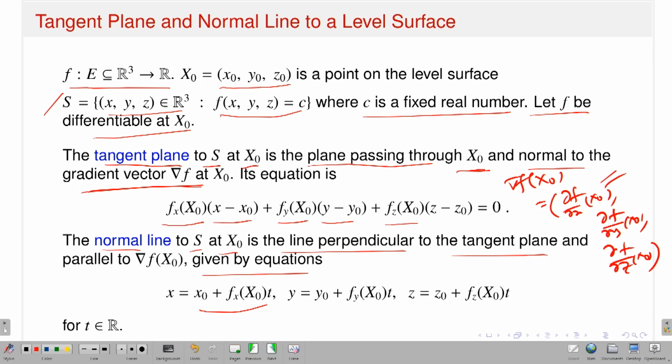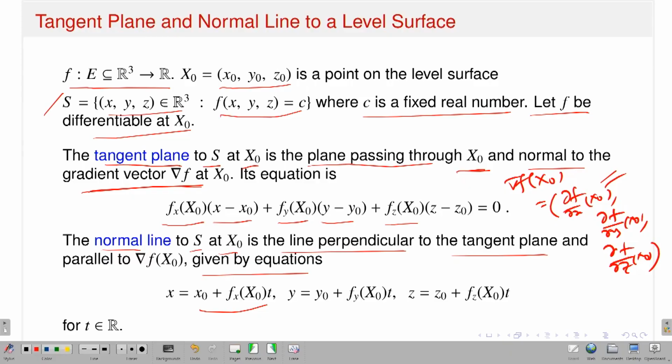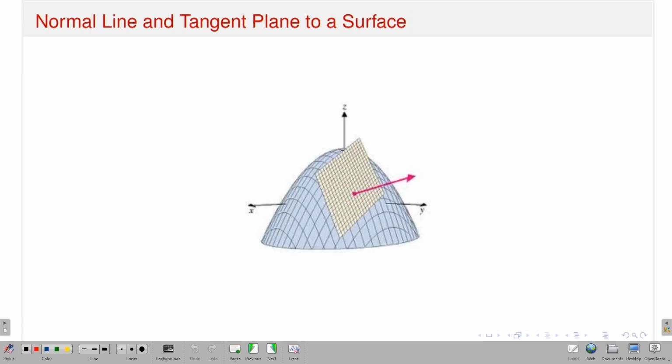So, if I have a function from R3 to R and I consider the level surface in R3, then if I take a point x naught on the hypersurface, I can talk about the equation of the tangent plane passing through the point x naught, and then I can talk about the normal line at the point x naught on that hypersurface. This is the corresponding equation of the tangent plane, and this is the corresponding equation of the normal line.